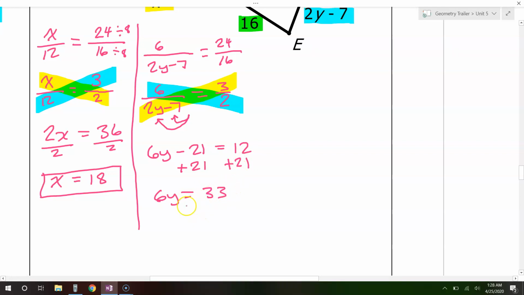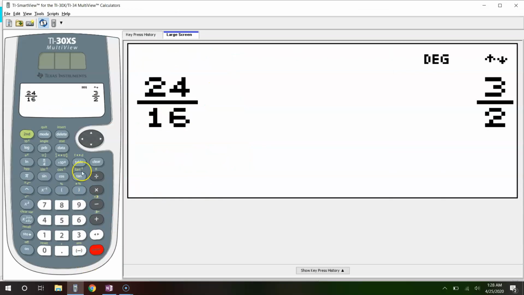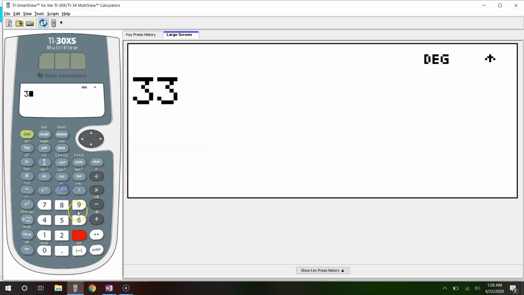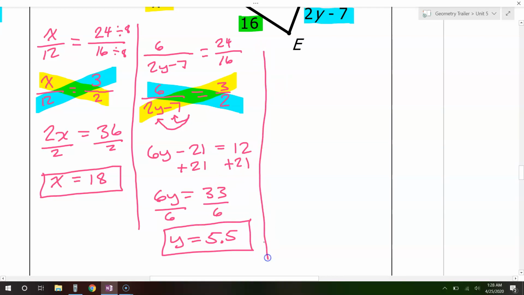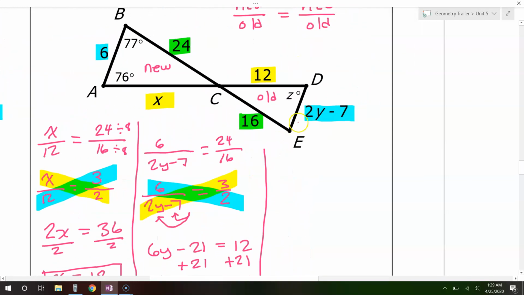I don't think this is going to go in evenly. I need to divide both sides by 6. It's going to be some kind of a decimal. 5.5. Oh, that's not too bad. All right, great. That just leaves z.